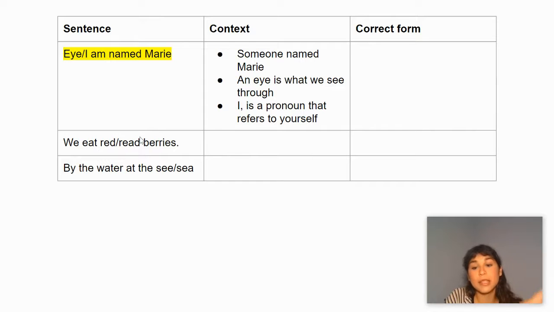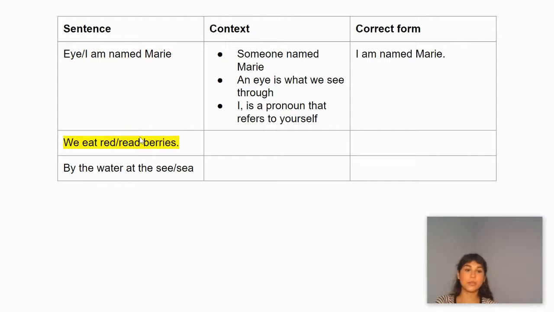So, in this sentence, I am named Marie. If there's a person named Marie and they are referring to their self, this is our context that is helping us to decide what is the right word. So, knowing this, what is the right word for us to use? Great job. I, spelled I alone. I am named Marie. Good job. Moving on to the next sentence.